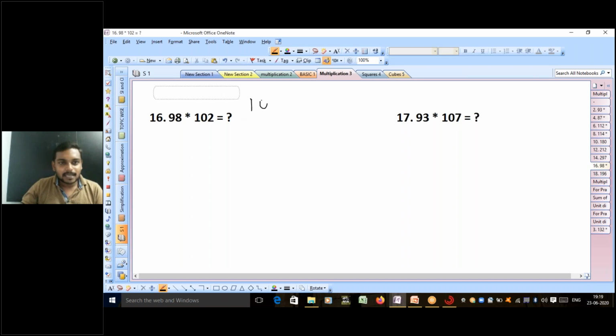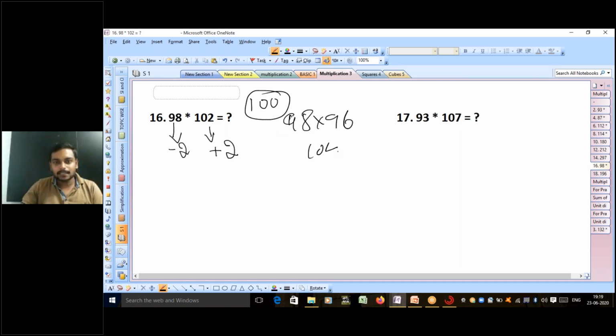So just take a base as 100. Here also you have to take base as 100. From 100 it is 2 less, and from 100 it is 2 more, it is plus 2. In the last questions, we were solving numbers either less or more. So numbers are, for example, 98 into 96 or 104 into 108, like that, whether it is more or less.